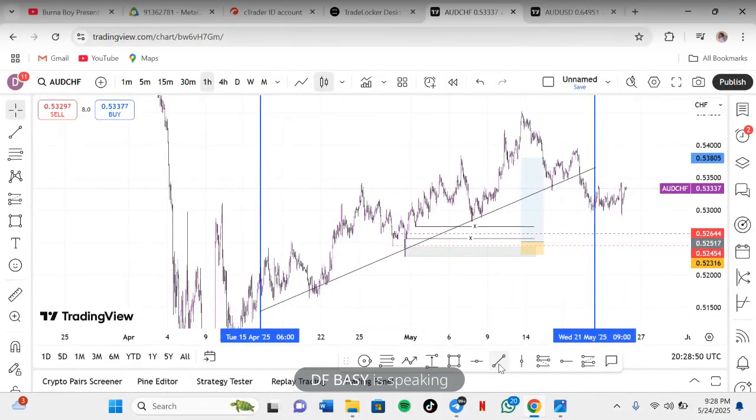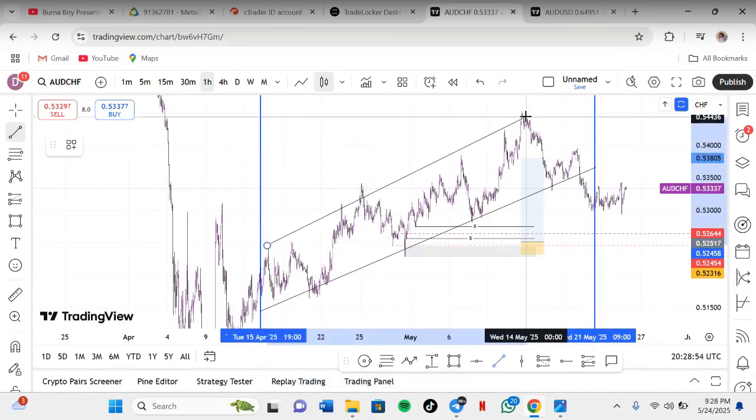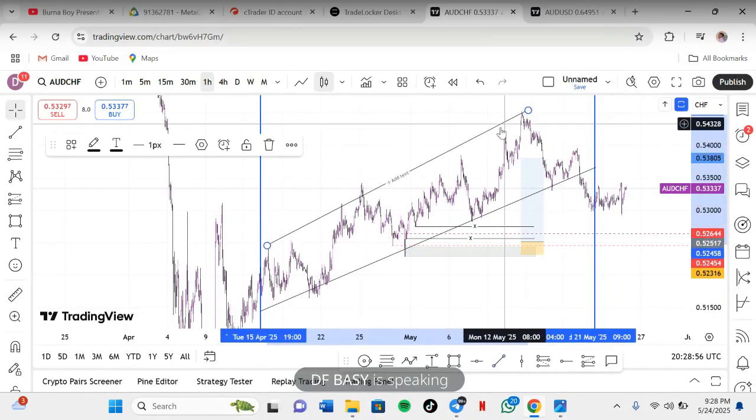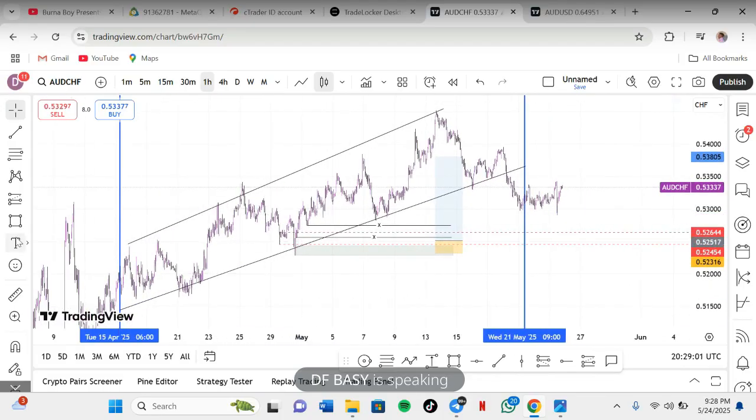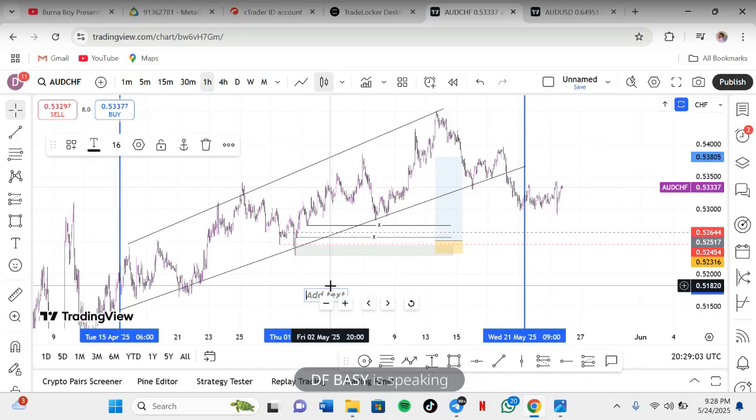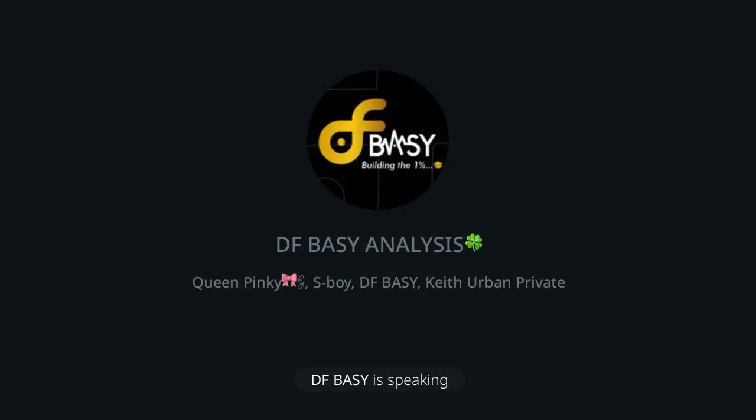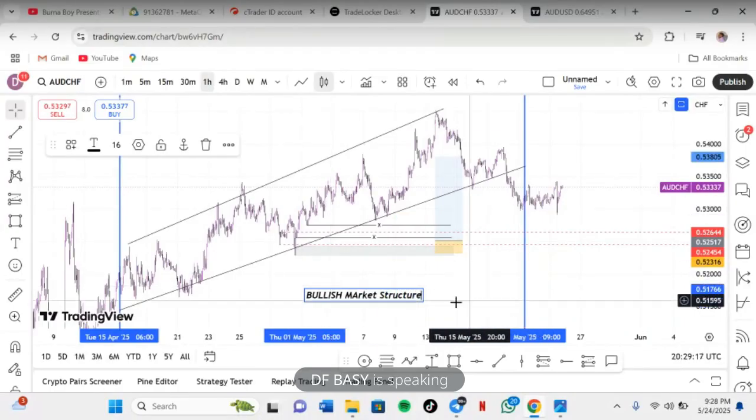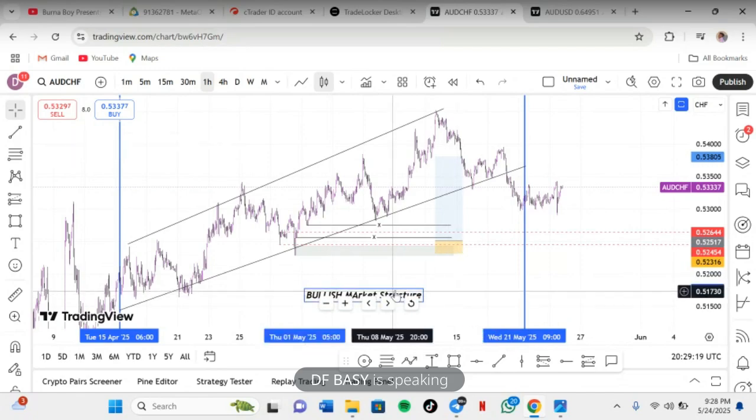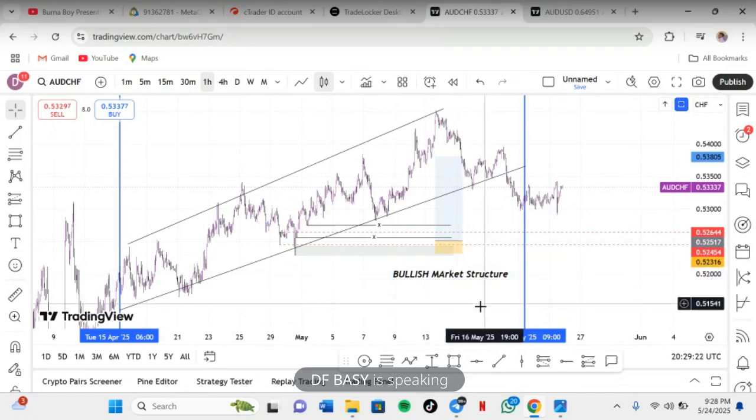So now you can still mark from here to here, indicating your bullish market structure. Right? So this is your bullish market structure.